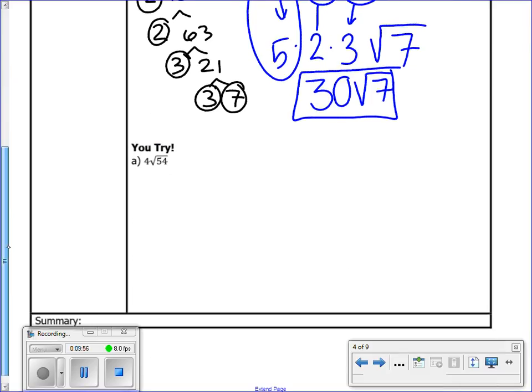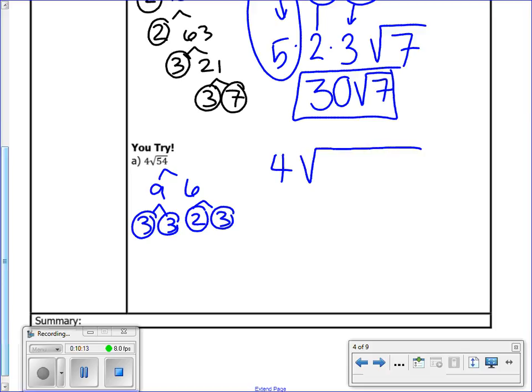All right, let's complete the You Try. You want to break down 54. 54 breaks down to 9 and 6. 6 breaks down to 2 and 3, both are prime. 9 breaks down to 3 and 3, both are prime. We have this 4 out in front, so we write 4 square root. And we put in all the prime numbers. 2 times 3 times 3 times 3.